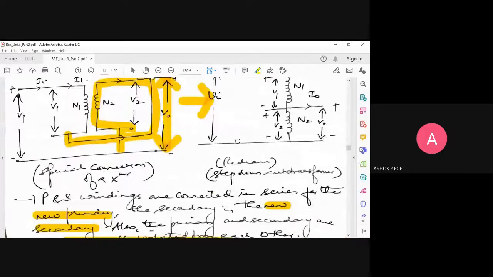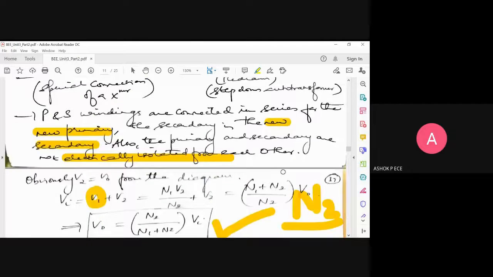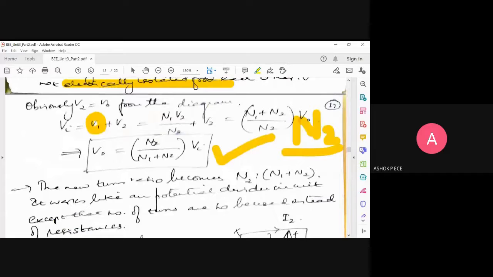So you know that we can apply the voltage division technique, right? Vi is the total voltage, and I am measuring V2 across N2. So if you measure V2 across N2, you will write V2 equal to the total input voltage into that resistance divided by that plus the opposite, right? Here, instead of resistance, we will write the turns. So V2 equal to Vi into N2 by N1 plus N2. Same thing we got. See here. So V naught equal to N2 by N1 plus N2 into Vi.